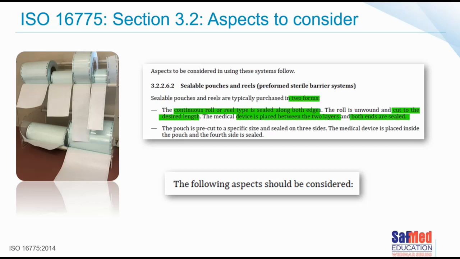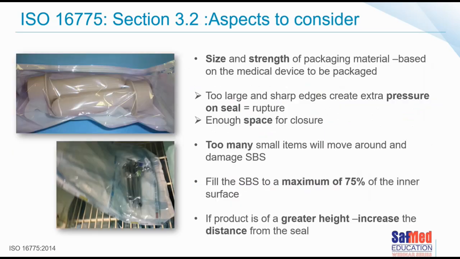And depending on your institution, you may use either or both. We tend to find that most hospital settings use the reel form so that we can cut them to the sizes we need. And some smaller institutions that don't have heat sealers will use pouches. Here are some aspects that need to be considered as per section 3.2.